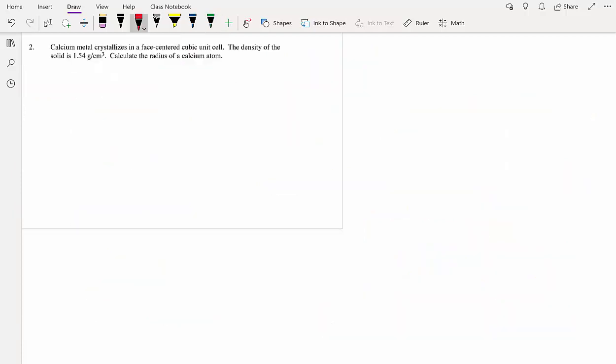Now let us take a look at question number 2. Calcium metal crystallizes in a face-centered cubic unit cell, FCC unit cell. The density of the solid is 1.54 grams per cubic centimeter. We want to calculate the radius of a calcium atom. How can we perform this calculation?